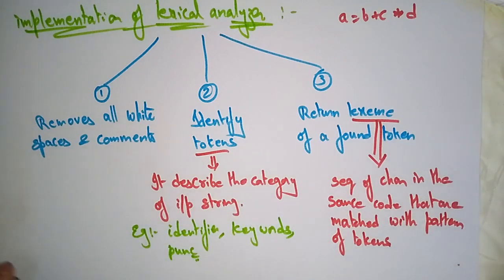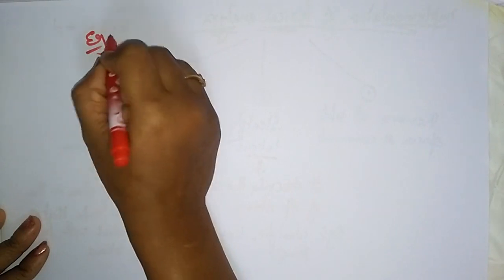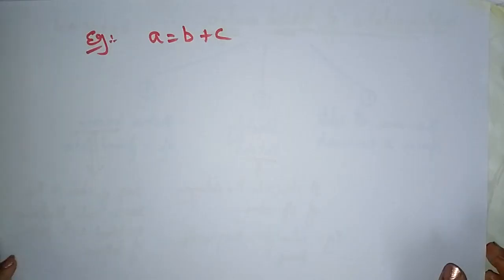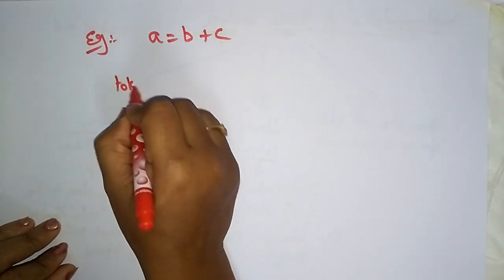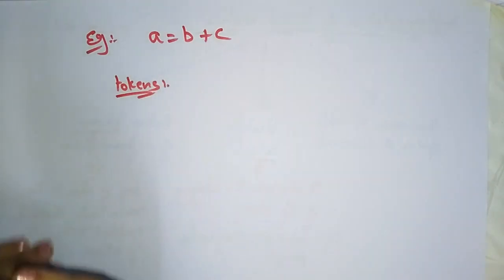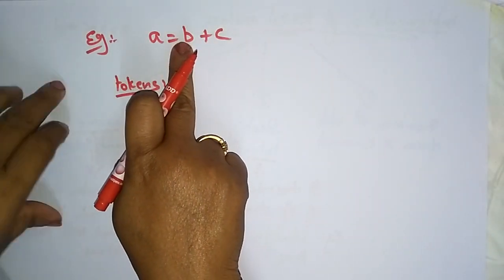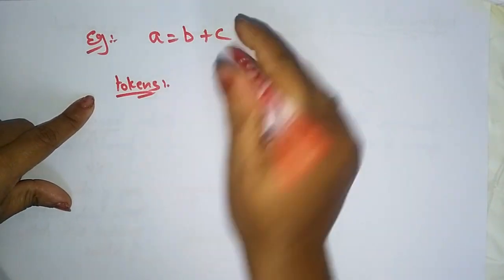So here let me take one example so that you'll understand what exactly these lexemes and tokens are. Let's take A is equal to B plus C. So this is a source code. So here, what are the tokens? Tokens, I said, are nothing but a description of the category of an input string. So here this is an input string. What is it describing? Here A is equal to B plus C and semicolon.